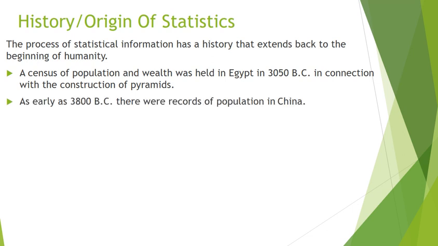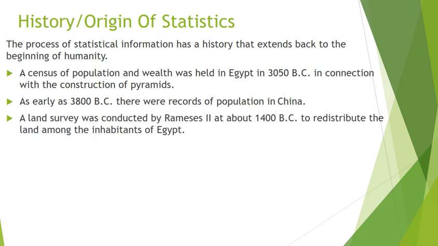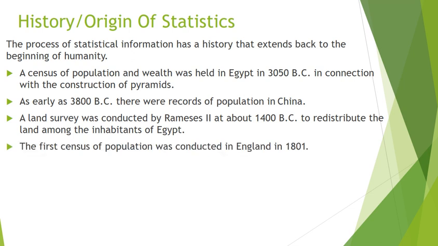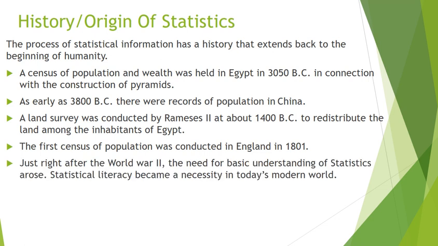Now comes other evidence. As early as 3800 BC, there were records of population in China. A land survey was conducted by Ramesses II at about 1400 BC to redistribute the land among the inhabitants of Egypt. The first census of population was conducted in England in 1801. Just after World War II, the need for basic understanding of statistics arose. Statistical literacy became a necessity in today's modern world.